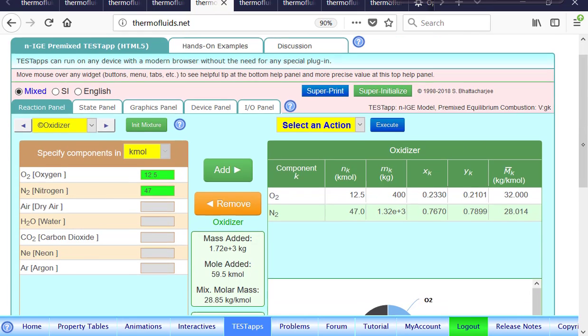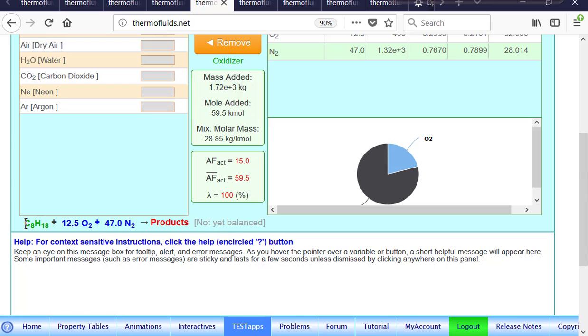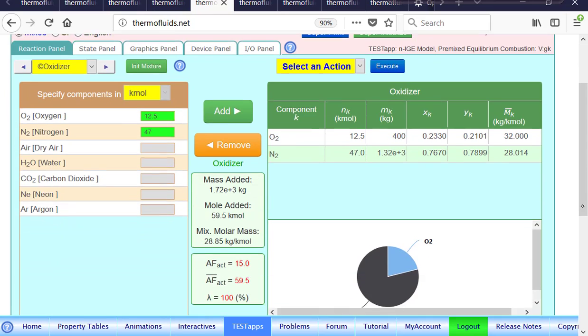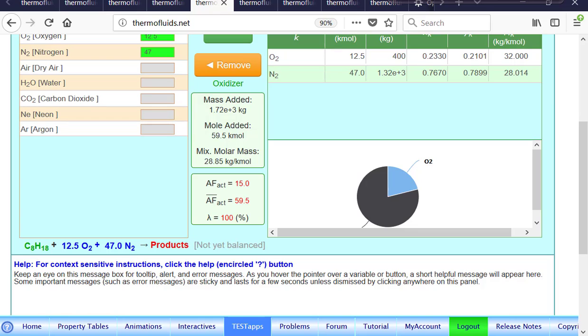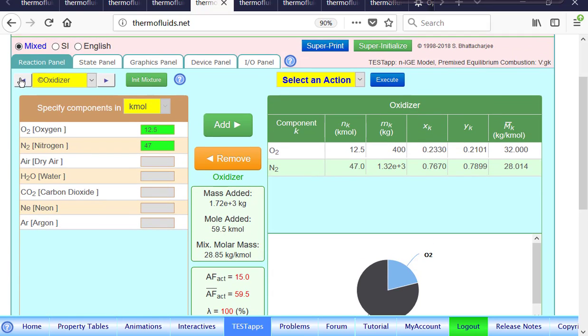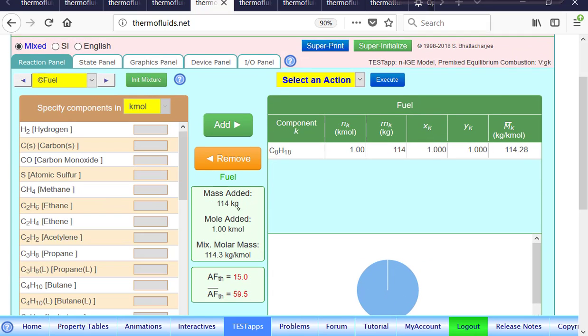Okay, it's not methane, I'm sorry, did I say methane? This is octane burning with air. So by default now, a huge amount of mass is coming into the reaction chamber, but if you look at the amount of octane coming in, it is 114 kg.